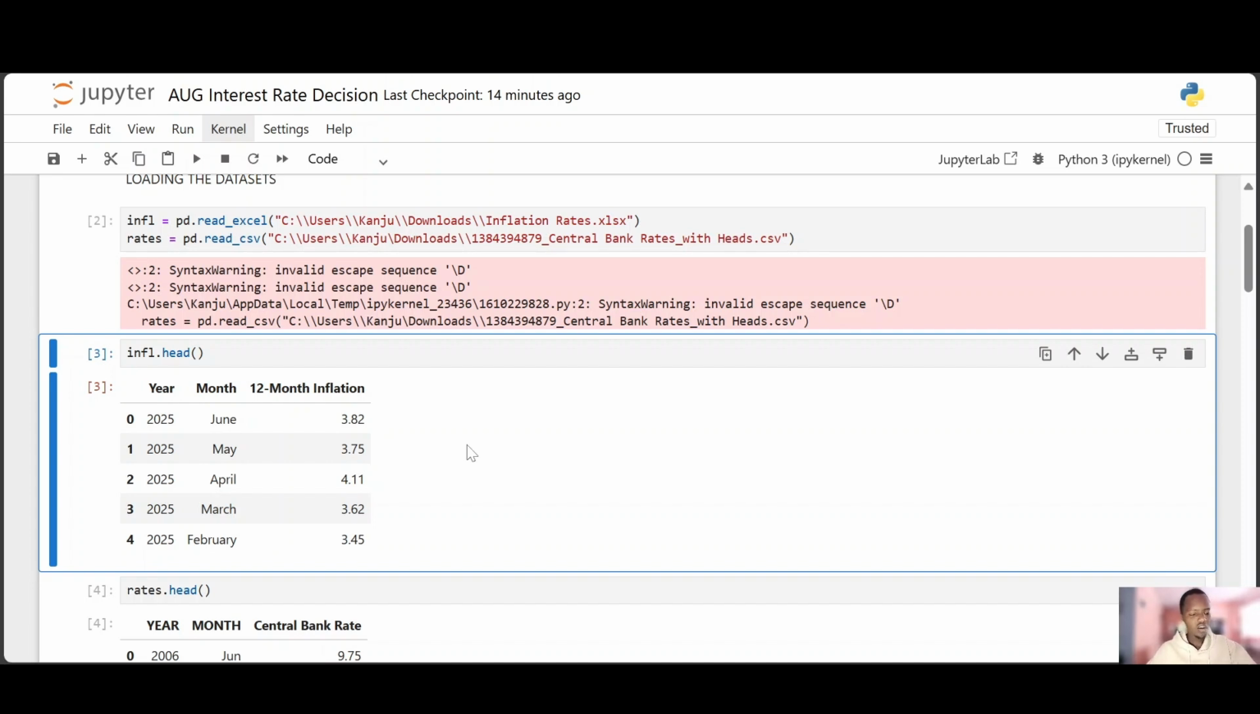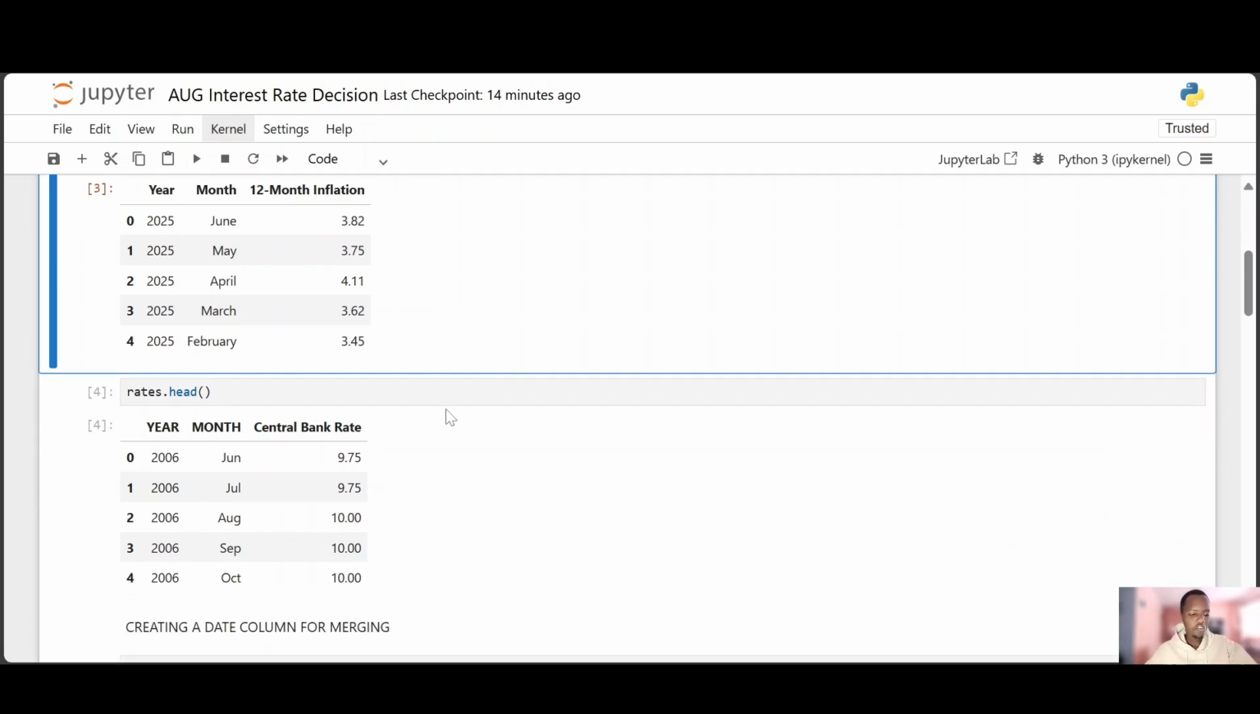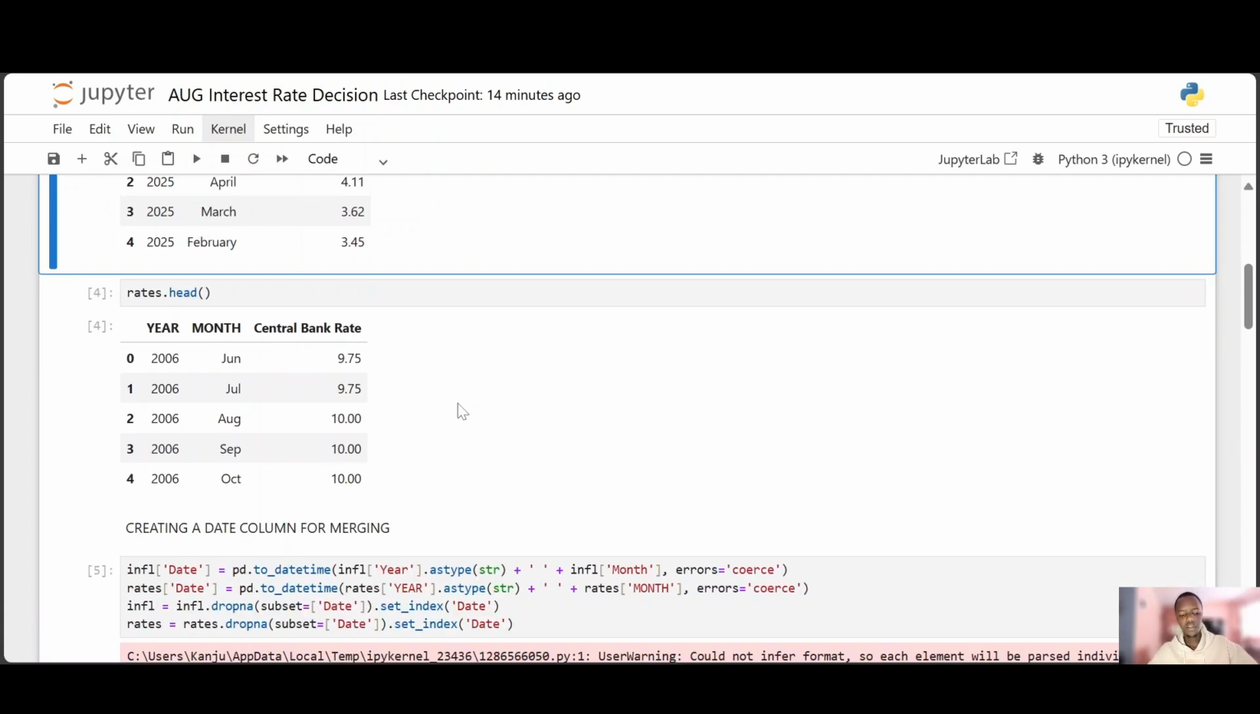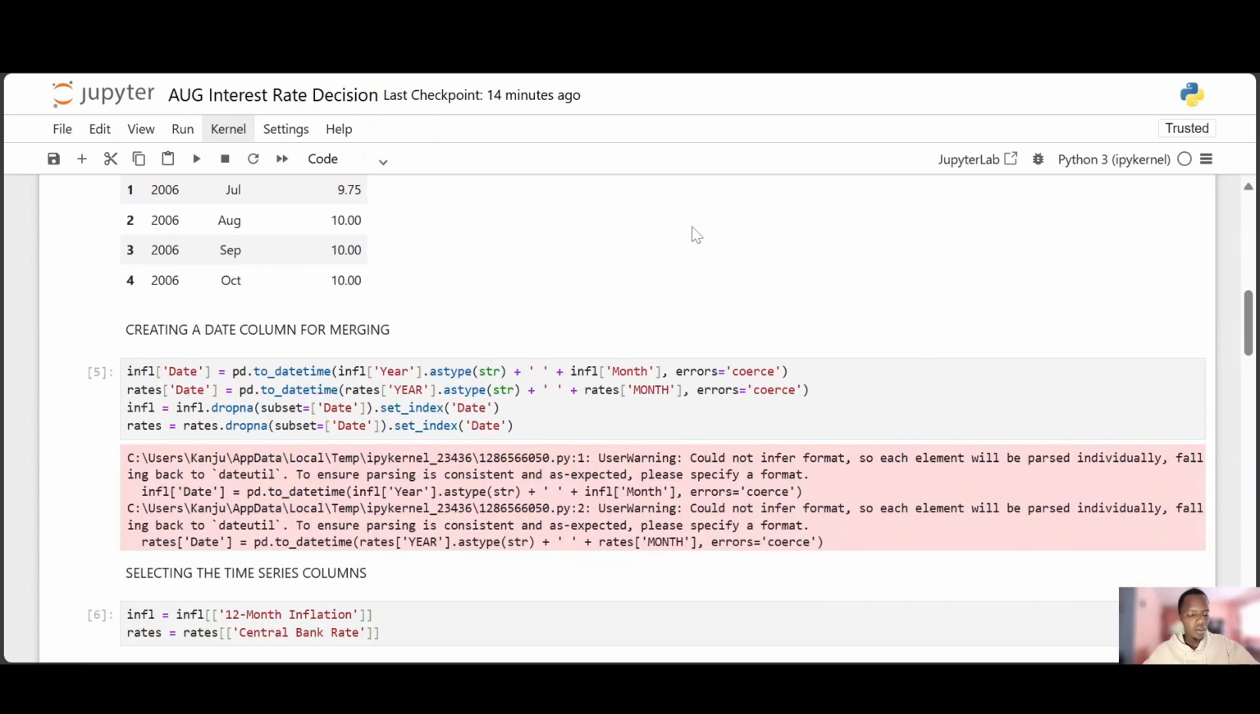So you can see we have three variables. We have year, month, and 12-month inflation for the inflation dataset. And then for the central bank rates dataset, we have the year, month, and central bank rate. As you can see, our data is very fine because the year is 2025, the month is June, May, April, March, and so forth. Then we have the 12-month inflation in the form of decimals, floats, and so forth.